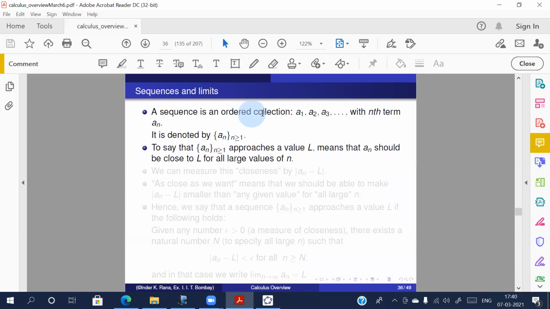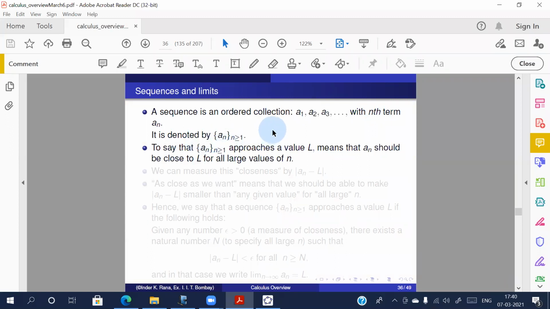A sequence is an ordered collection of numbers. When you perform an experiment or make an observation at different time points, you will get observations A1, A2, A3, and so on. So these are numbers and they're ordered: the first observation, second observation, and so on.